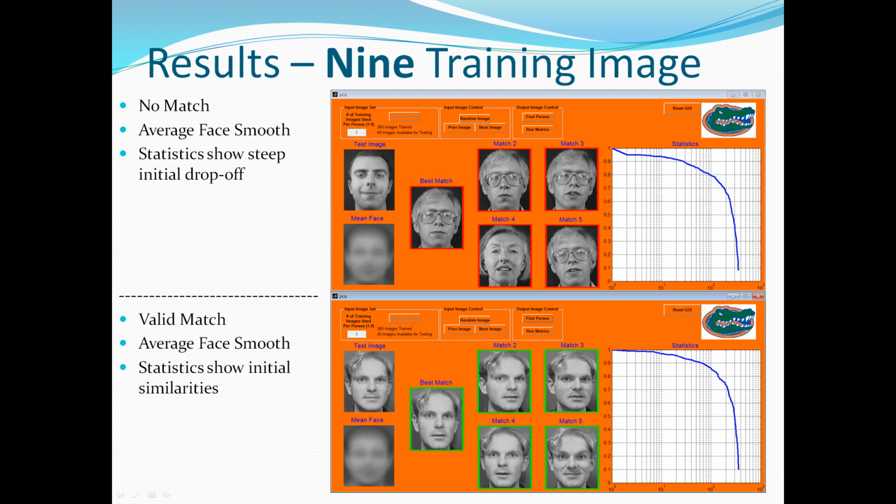As shown earlier, using 9 training images produces a smooth mean face, so we expect the results to be much better. For the bottom run, I had to use a different person since only one image is left per person to test with. In this case, the top 5 matches were all correctly identified as the test image.